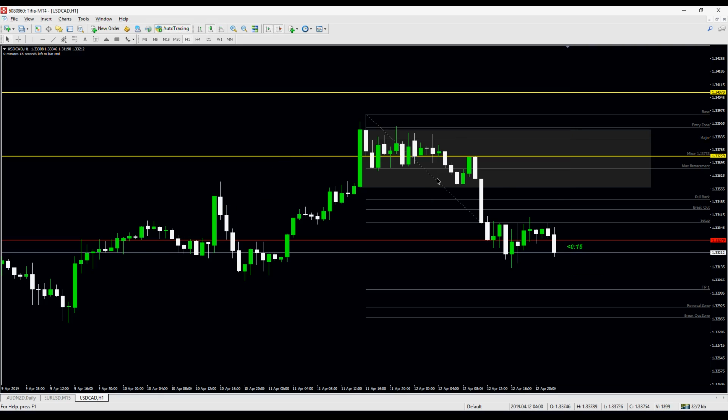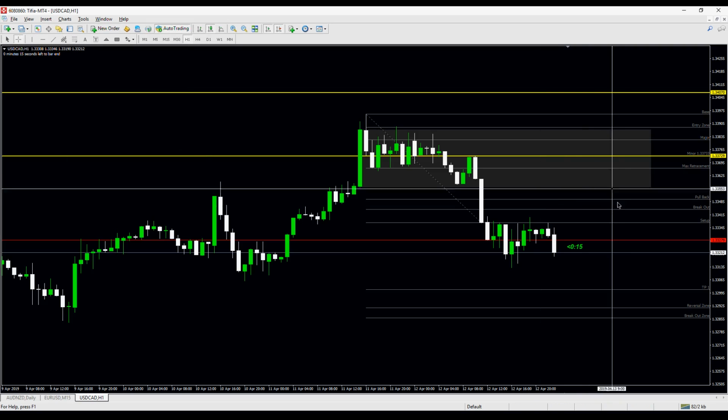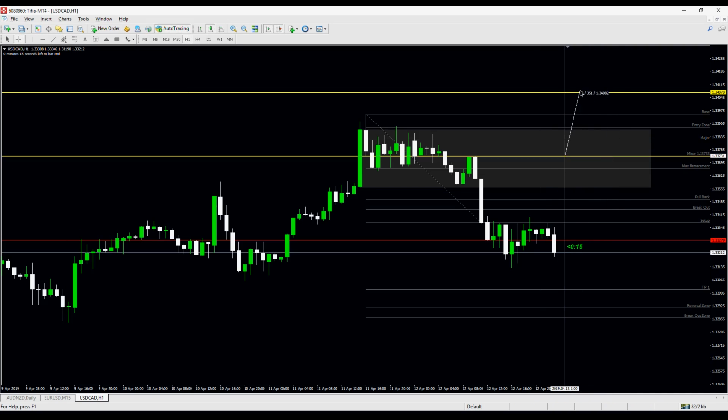When we do this trading, we need to make sure that we calculate the risk and reward that we have. So basically, if we enter from this point, we need to calculate from here to our stop loss area.